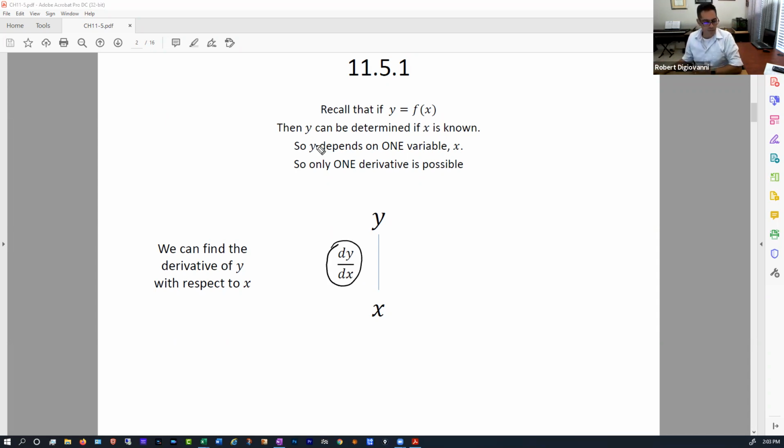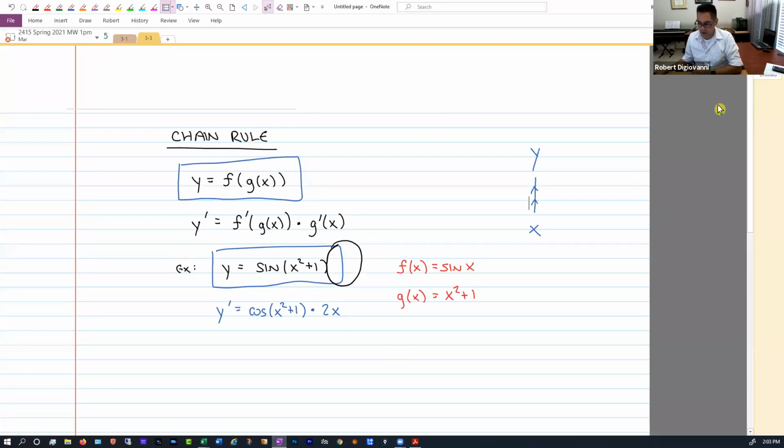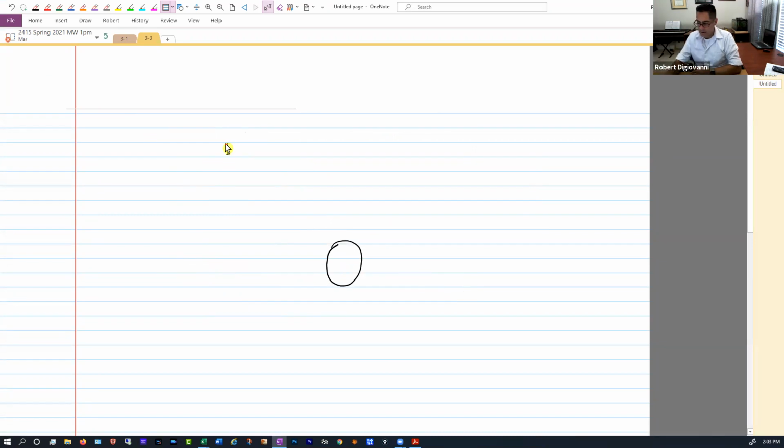You know what? I want to do something real quick. I want to see if I can just quickly push this into my OneNote instead of doing it there.